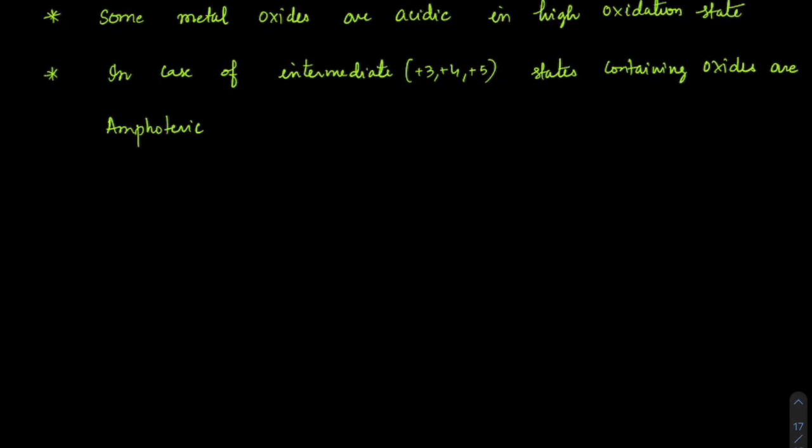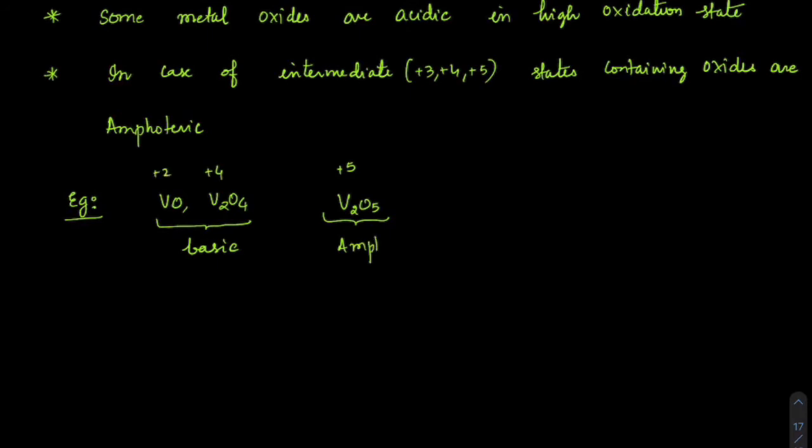Now, one very important example is vanadium. When it comes to vanadium, VO and V2O4 are both basic in nature, which means +2 and +4 are both basic. While V2O5, which is vanadium pentoxide with +5 oxidation state, is amphoteric.